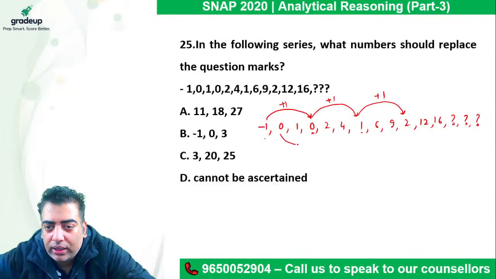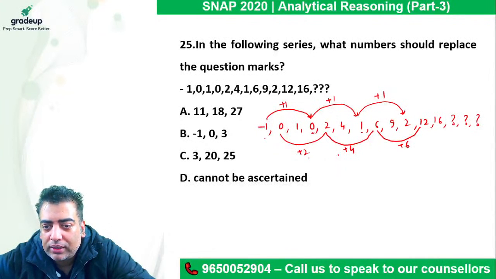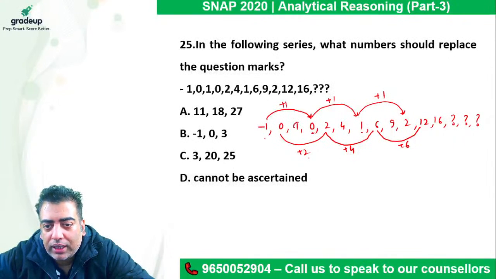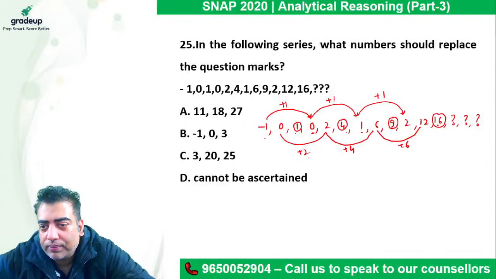Likewise, if we take 0, 2, 6 and 12, so it is +2, +4 and +6. It again makes sense, right? The difference is in AP. If we consider the leftover values 1, then 4, then 9 and then 16, so they again make sense. It is 1 square, 2 square, 3 square, 4 square.